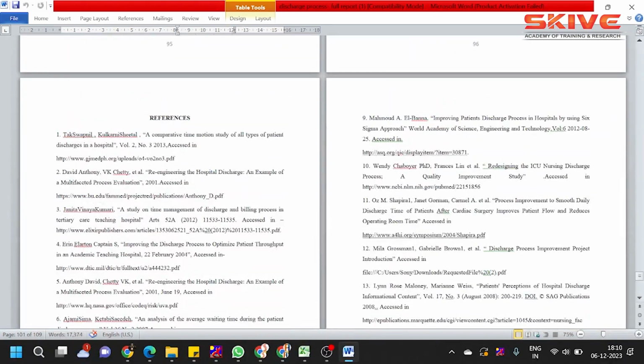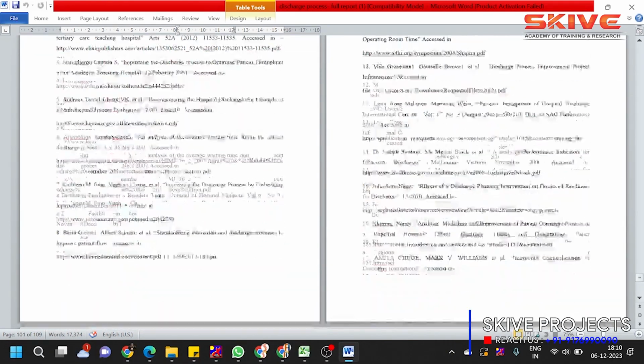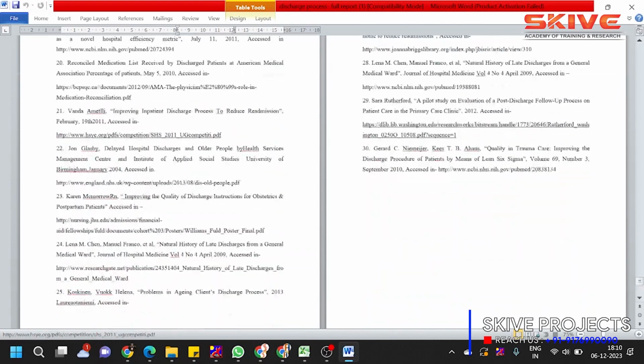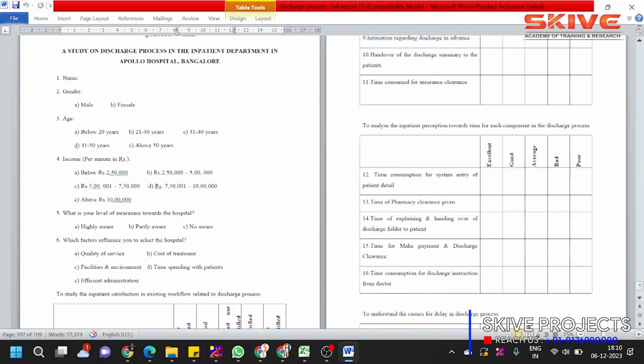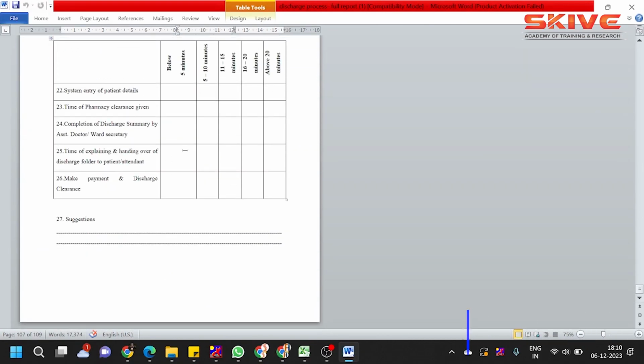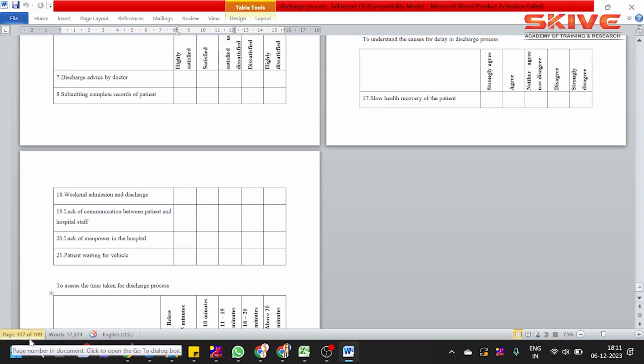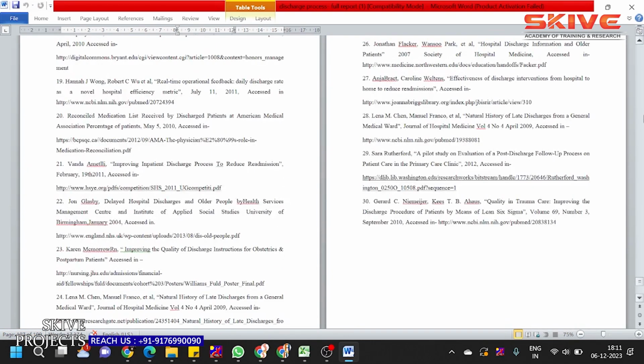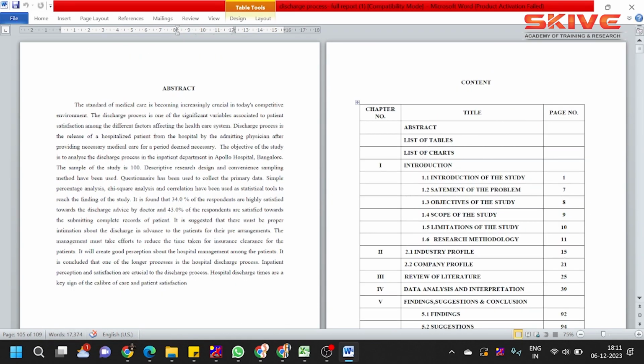And coming to the final stage, these are the reference papers and books which we referred to develop this project, and finally the questionnaire. The complete report will come to around a page count of 107 to 109 pages. Actually, this was developed for one of our students.